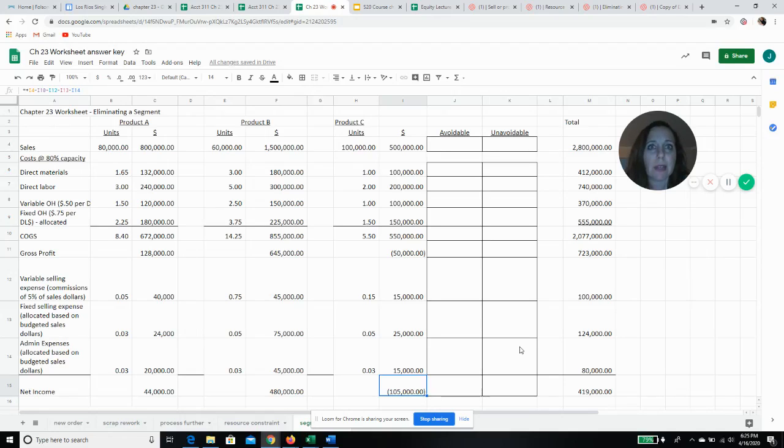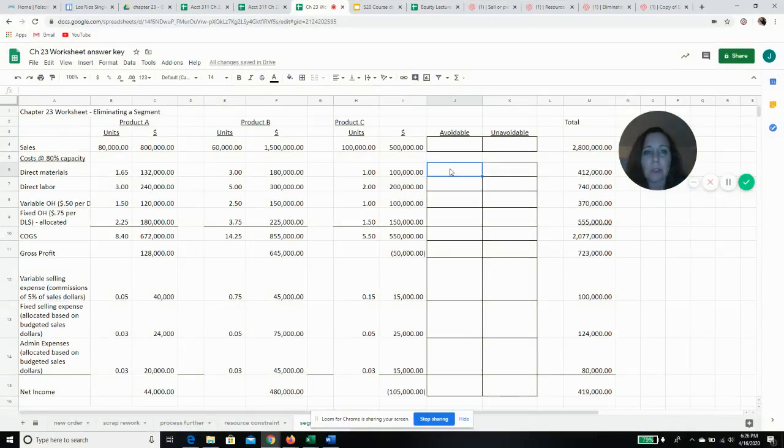Okay, so our first step when we do our analysis is going to be to look at our costs and decide if they are avoidable or unavoidable. Meaning, if we no longer produce product C, will we be able to avoid those costs? We won't incur them. Or are they unavoidable, meaning that we'll still incur the cost, they'll just have to be allocated to product A or product B. All right, so let's go through.